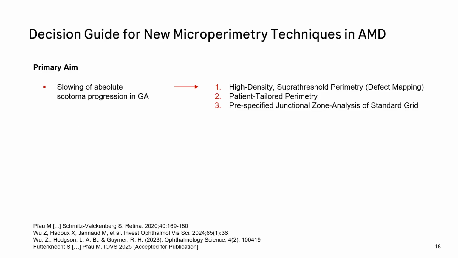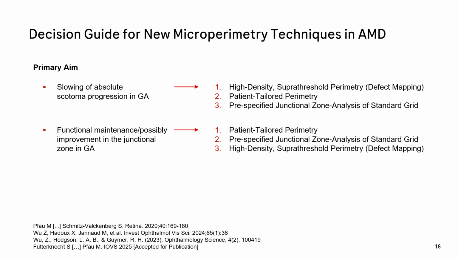Here's a small decision guide on how to apply these new microperimetry techniques in AMD. So if you have a slow progression of absolute scotoma and you believe that you can stop that type of progression, so if your therapy is really about stopping RPE atrophy progression, then what I showed you last, this high density suprathreshold perimetry testing or defect mapping, is the best approach because it's really the most pragmatic approach to test progression of absolute scotomata.